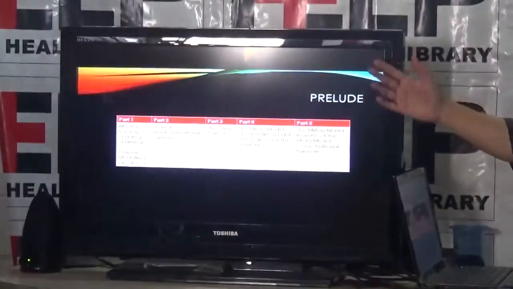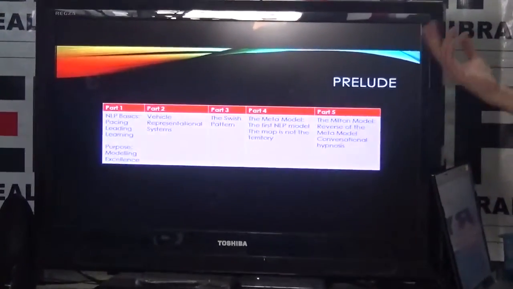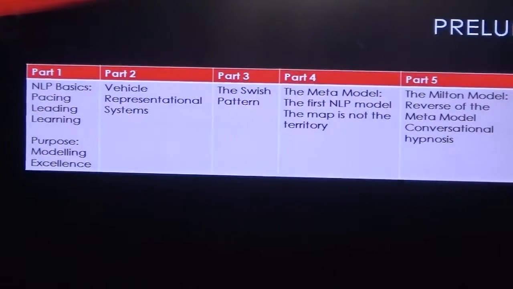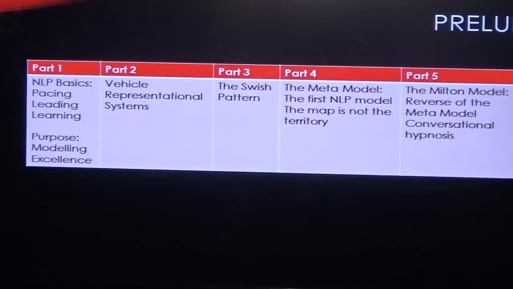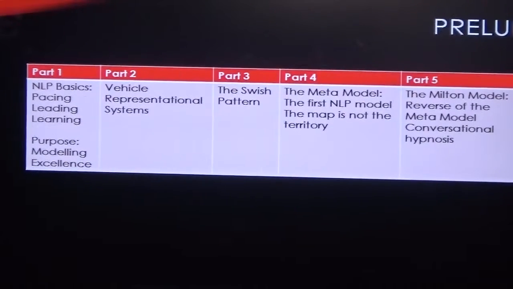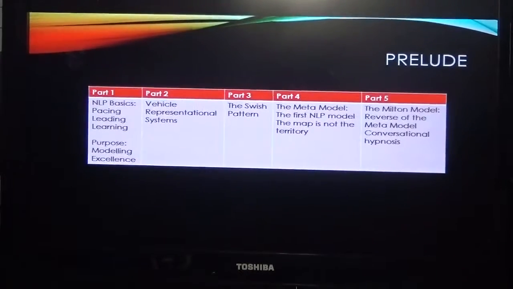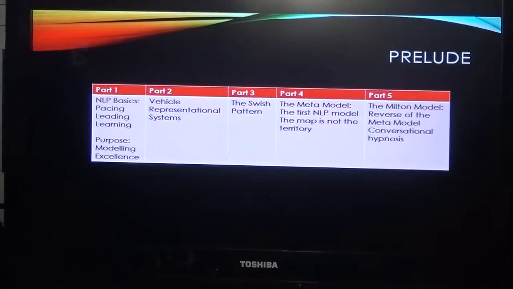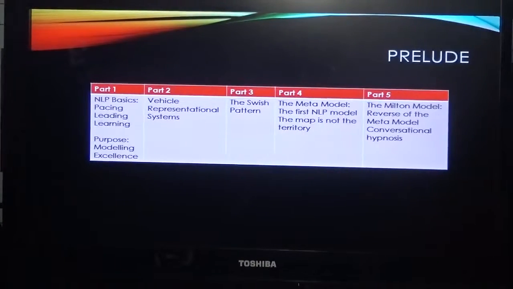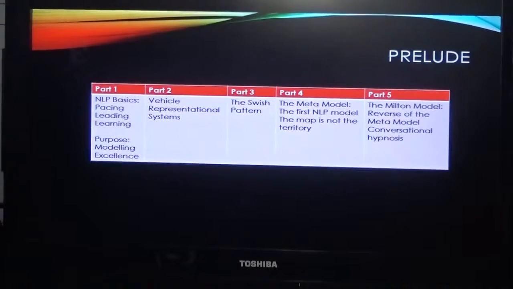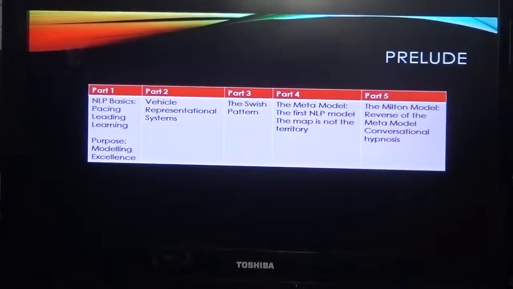Just as a brush up, we started off with pacing, leading, we looked at rep systems. Swish pattern was an introduction to one of the many patterns. Then we looked at meta model and Milton model. Both these models work largely with the belief system of the person. The person could be yourself or somebody else that you're working on, a client, and latching on to that belief system and trying to change it or shift it into something which could be productive for the person.